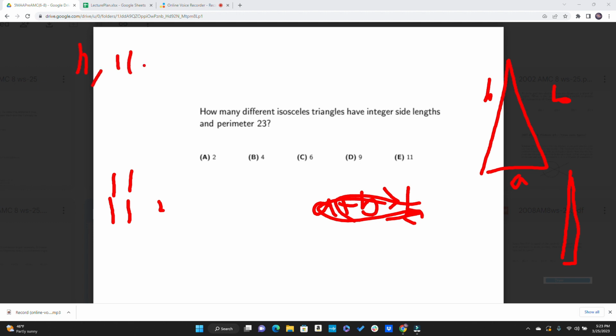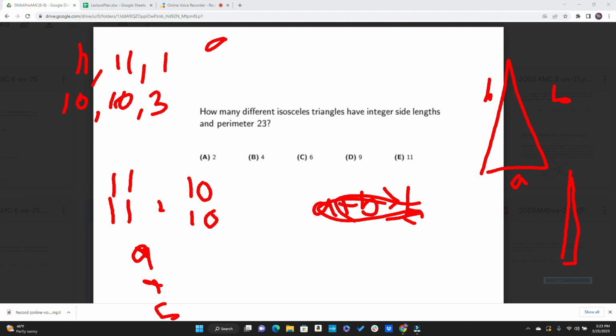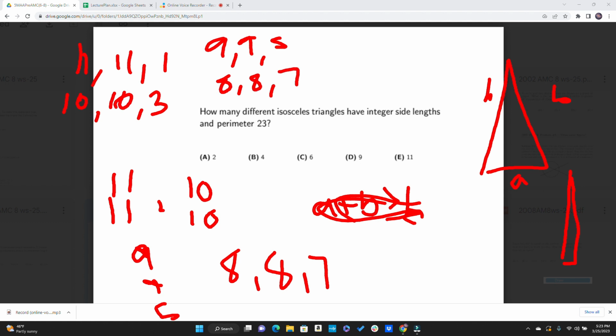Okay. What about when the two equal sides are 10? Size 10 and 10. Then they'll add up to 20, and so the other side will have a size of 3. 10, 10, and 3. Okay? 9, 9, and what's going to add up to 23? 5. Another case, 9, 9, 5. Okay? 8, 8, 7. And now we get to 7, 7, and 9.